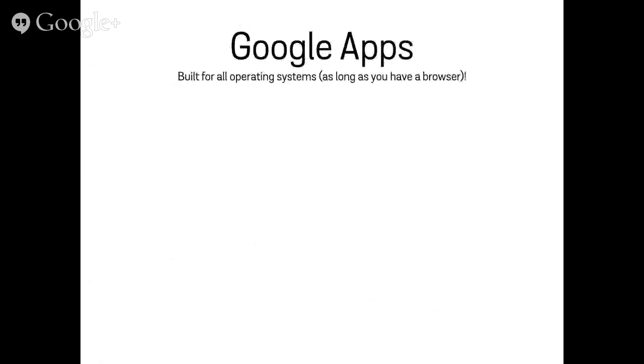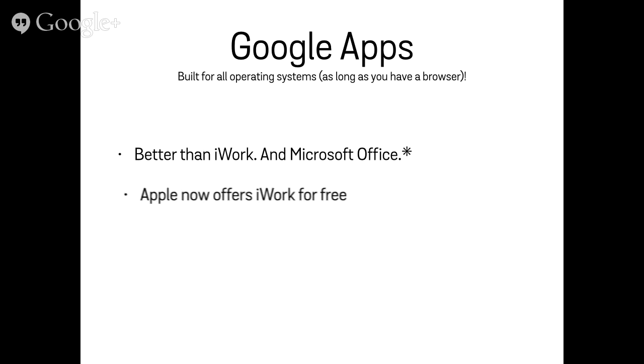So the other part of this is Google Apps. It's built for all operating systems. It's not contained or restricted to just one OS, which is great for Google because they just want this stuff everywhere. And Google Apps is so great that it's widely considered to be better than iWork and Microsoft Office. And it's so great that Apple now offers iWork for free. I'd just like to reiterate that it's much better than Microsoft Office.